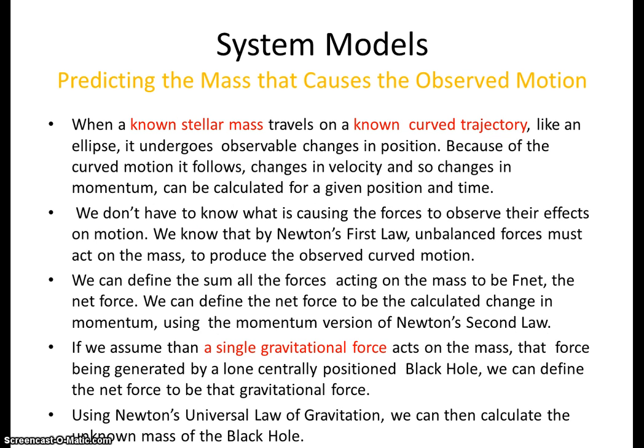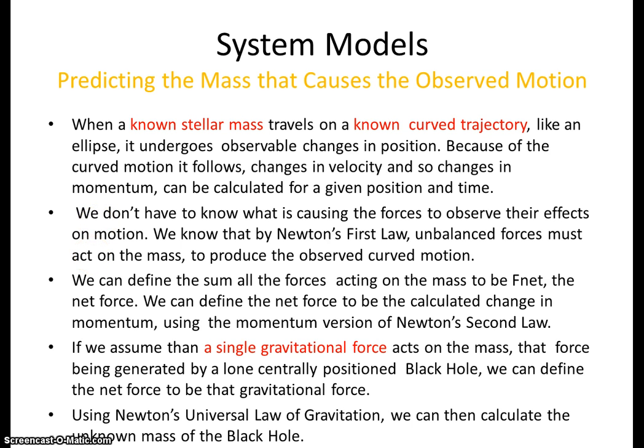When a known stellar mass travels on a known curved trajectory like an ellipse, it undergoes observable changes in position. Because of the curved motion it follows, changes in velocity, and so changes in momentum, can be calculated for a given position and time. We don't have to know what is causing the forces to observe their effects on motion. We know that by Newton's first law.